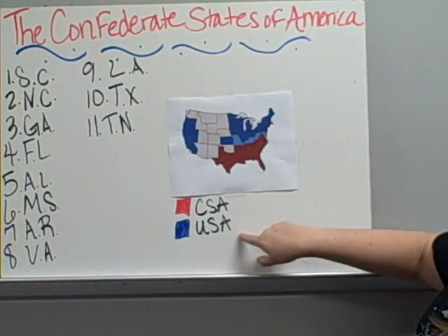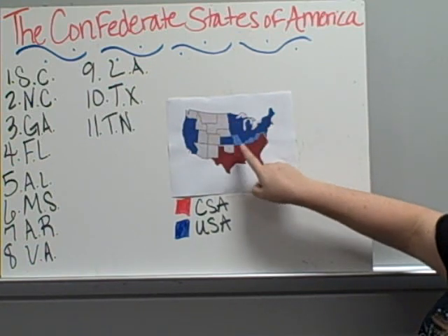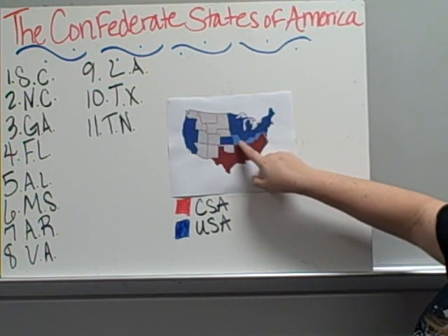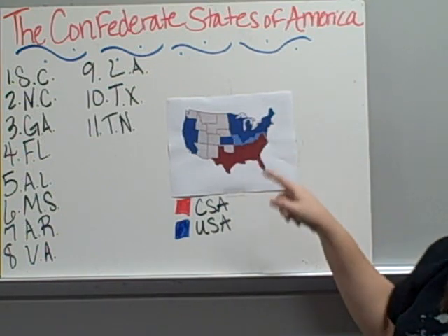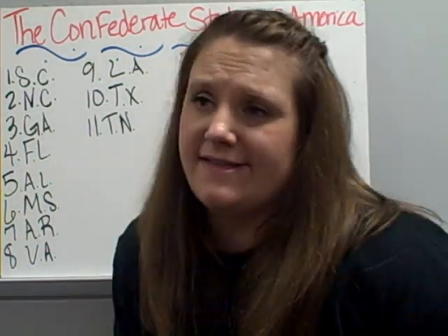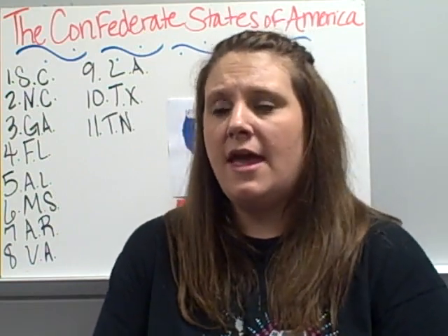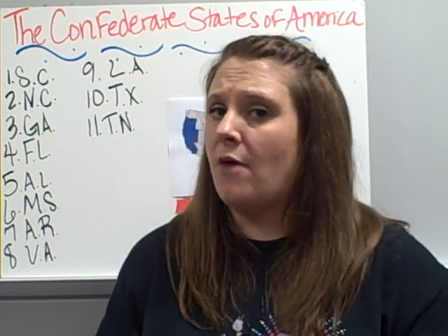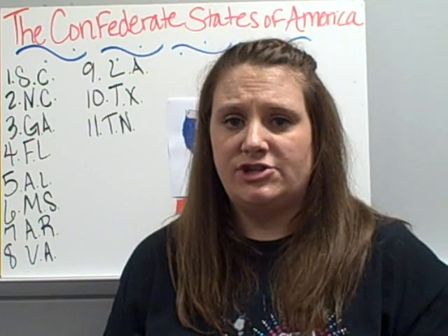The Union, or the USA, are going to be the dark blue states. Now you'll notice this lighter blue color right here are going to be what we call the border states. They did not side with one side or the other because most of the border states allowed slavery but did not want to withdraw from the Union, so they were kind of stuck in between on the issue.